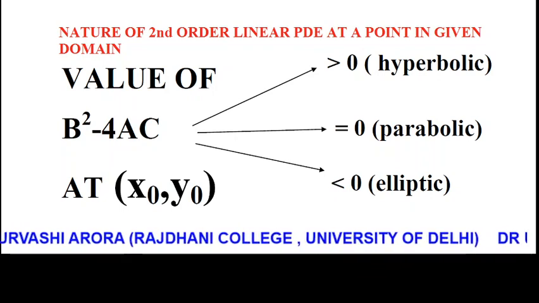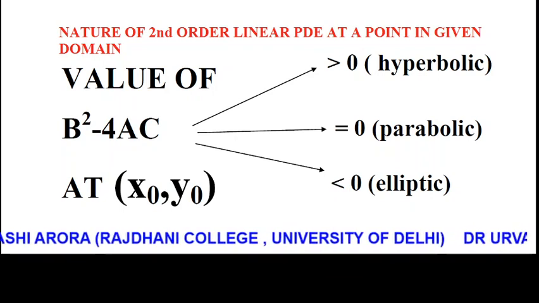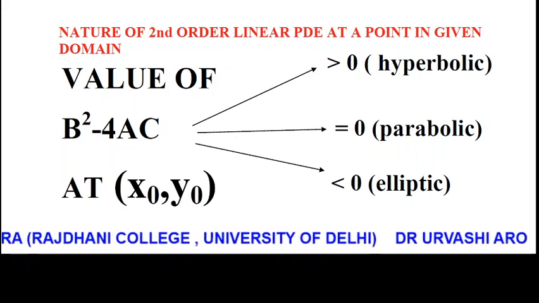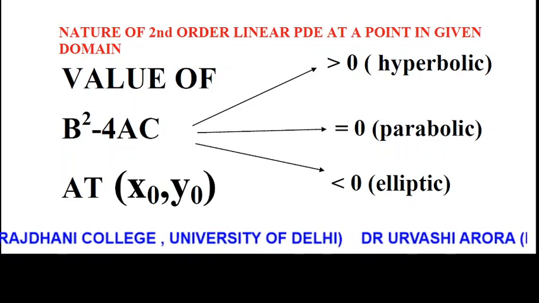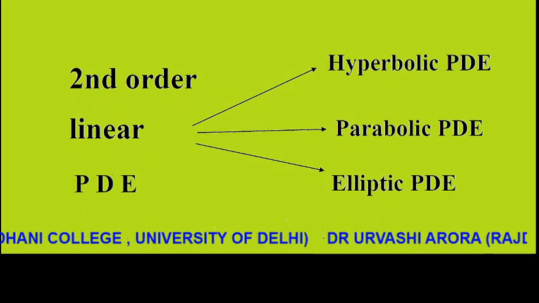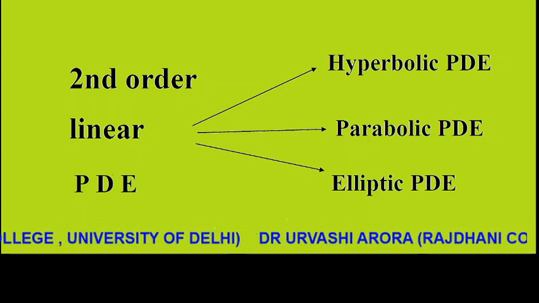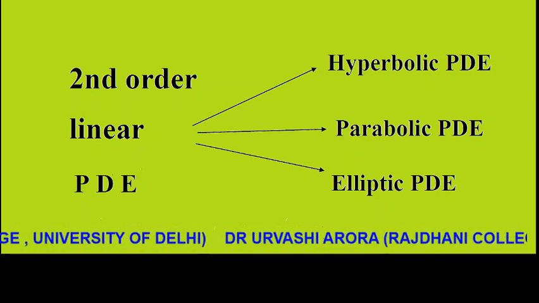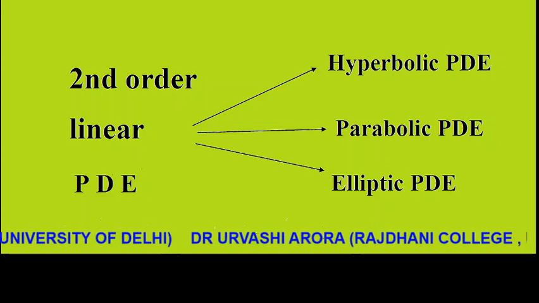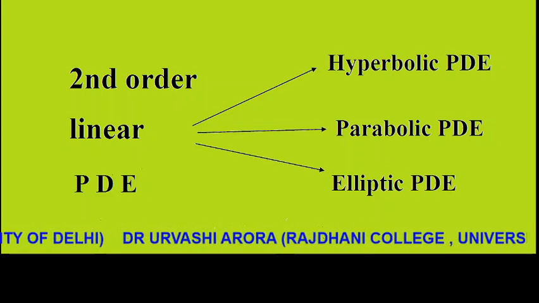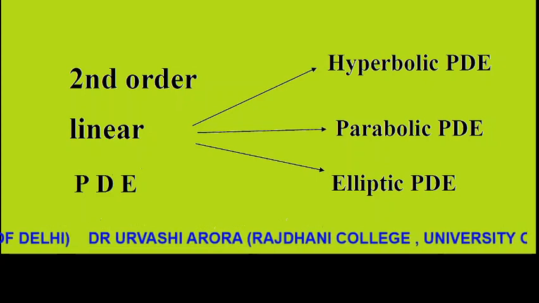Now, we have understood what we mean by saying nature of a given second order linear partial differential equation at a point in the domain. When we know this, then we can easily classify a given second order linear partial differential equation into three categories. If the given equation is hyperbolic at each point of the domain, then it is said to be a hyperbolic partial differential equation.